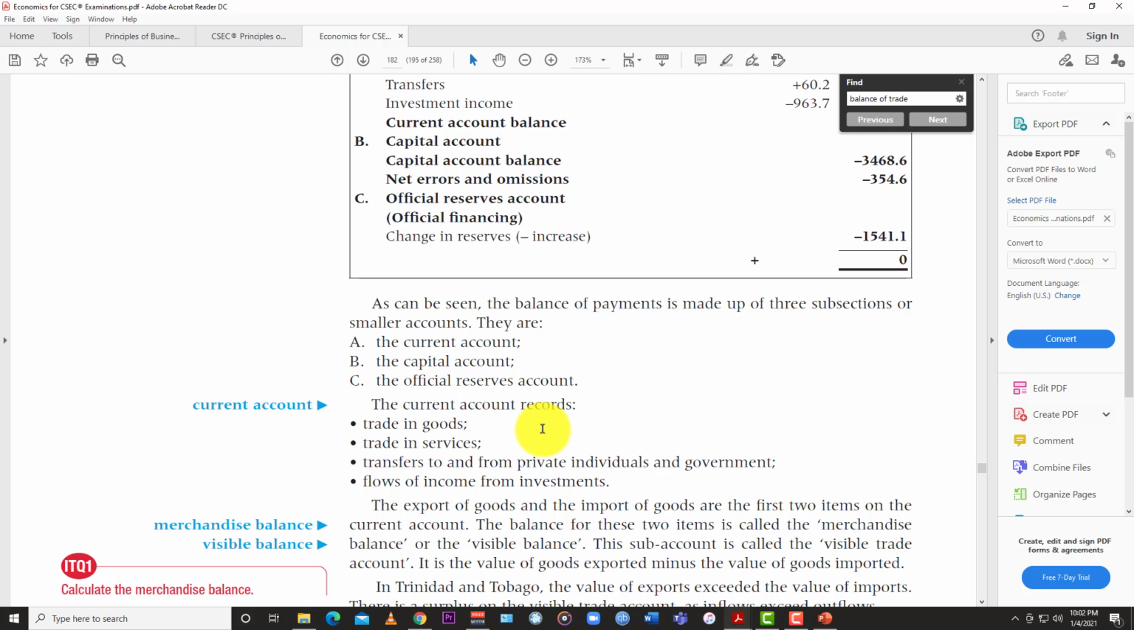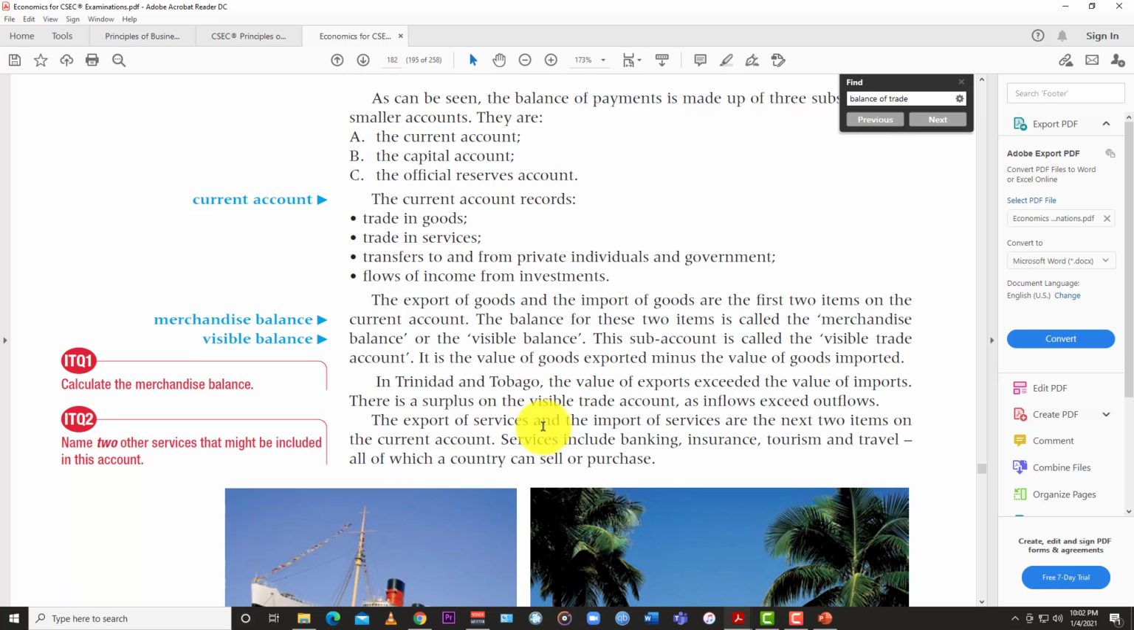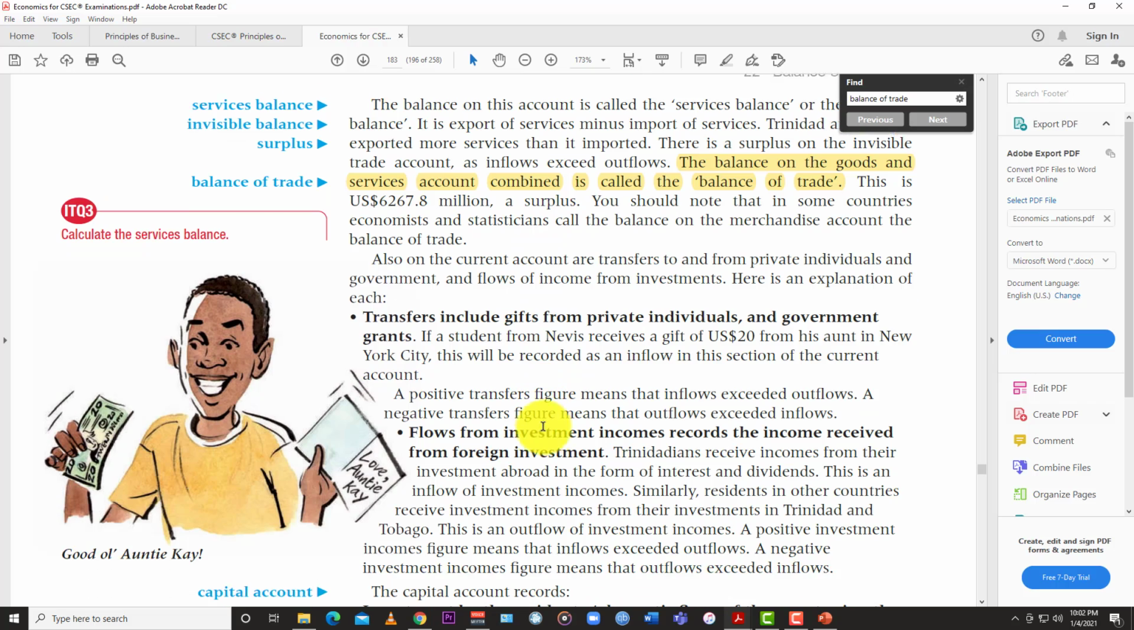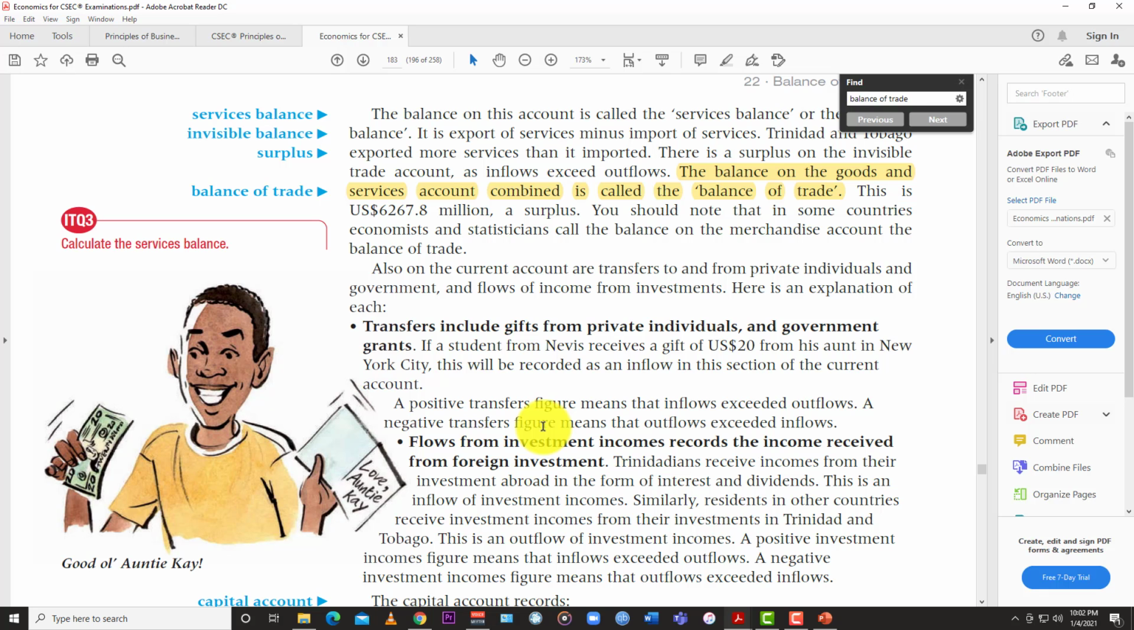Whereas the balance of trade, again, like I said, is about the difference between the imports and the exports that a country has with certain trading partners. So the balance of goods and services account combined is called the balance of trade. So how much goods and services you import versus what you export, that is called the balance of trade. And of course, it can be positive, negative, or it could be equal. Right?